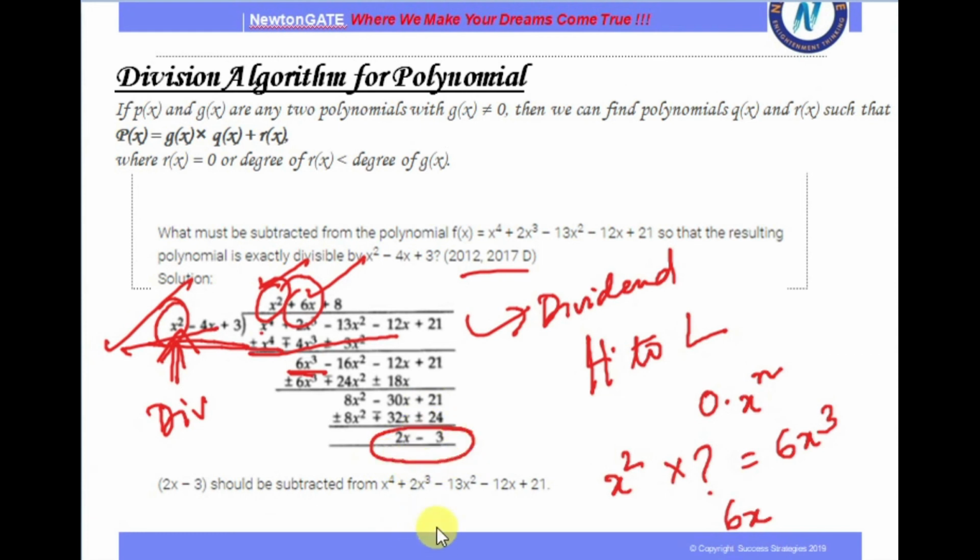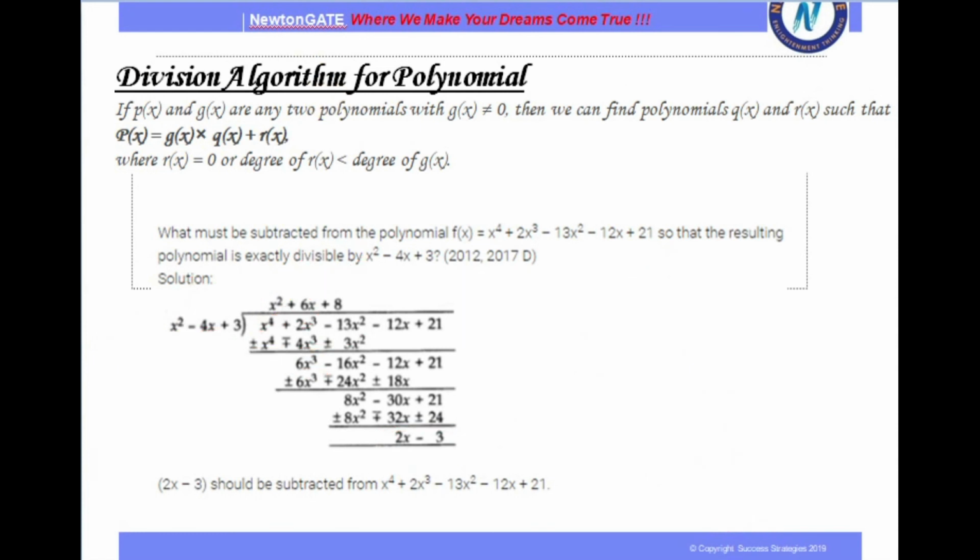Now since the degree of this remainder is smaller than the degree of the divisor, we will stop here. Since this is the remainder, this has to be subtracted to get a polynomial that is exactly divisible. Let's take another example.